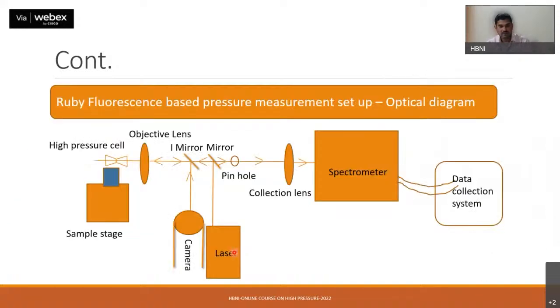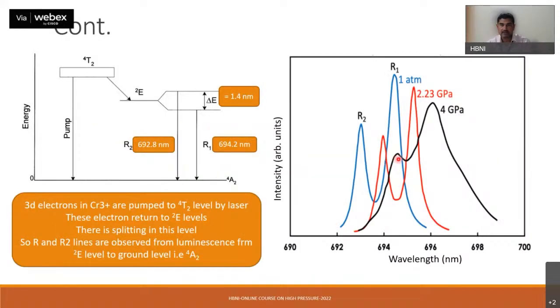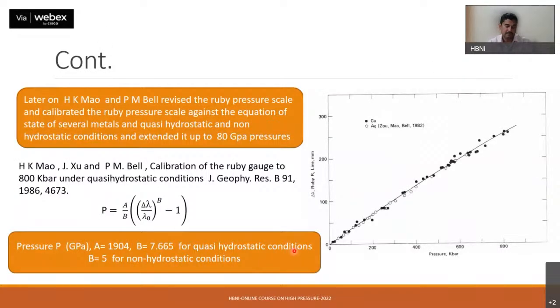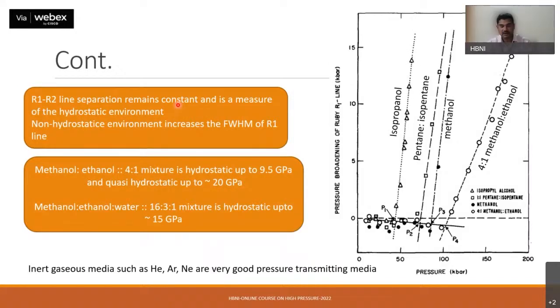If you see these two lines, R1 and R2, there is a constant difference between them. And this difference is a signature of the hydrostaticity of your sample, or the medium surrounding your sample, whether the transmitting medium is hydrostatic or not. Actually, you can determine it by measuring the difference between R1 and R2. It should remain constant, and it is a measure of the hydrostatic environment.